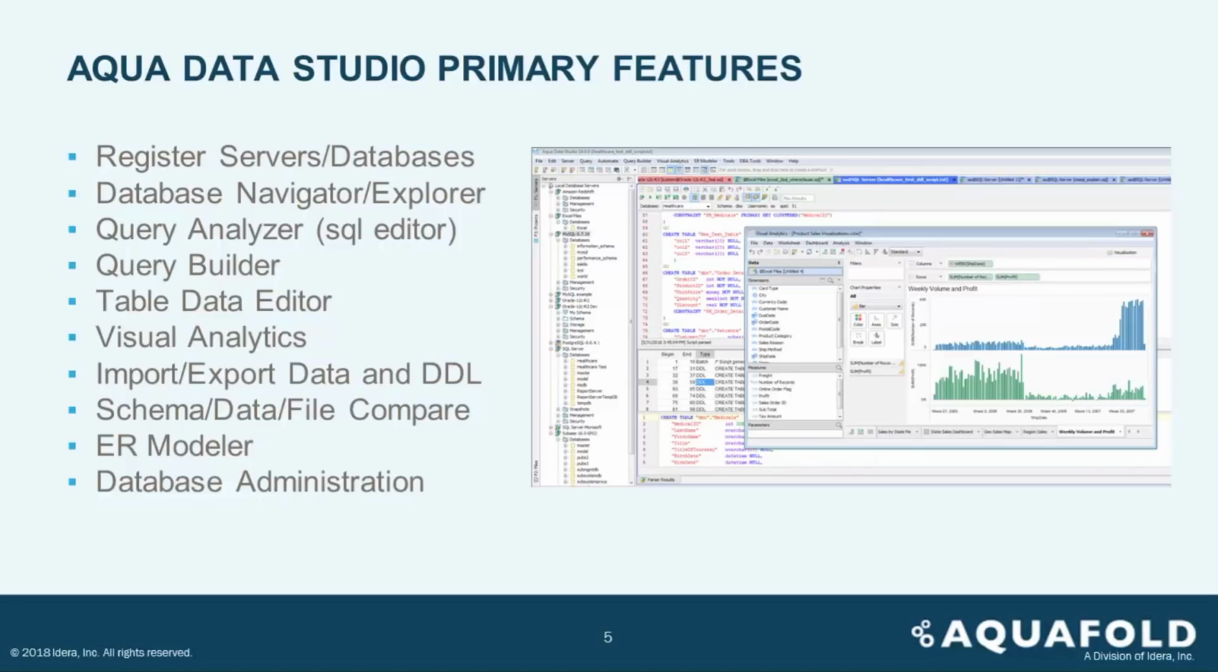And then certain windows or floating standalone windows might be of interest to certain users. So you have the query builder, the table data editor, the visual analytics, the ER modeler, the schema compare features, import export data. These are all floating windows that can be launched in different ways or right-click menus. And then database administration features really are throughout the product, but included here, referencing the DBA Tools primary menu.